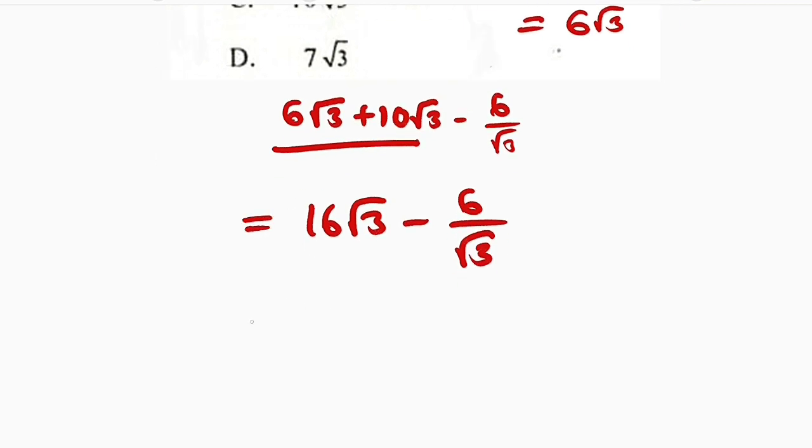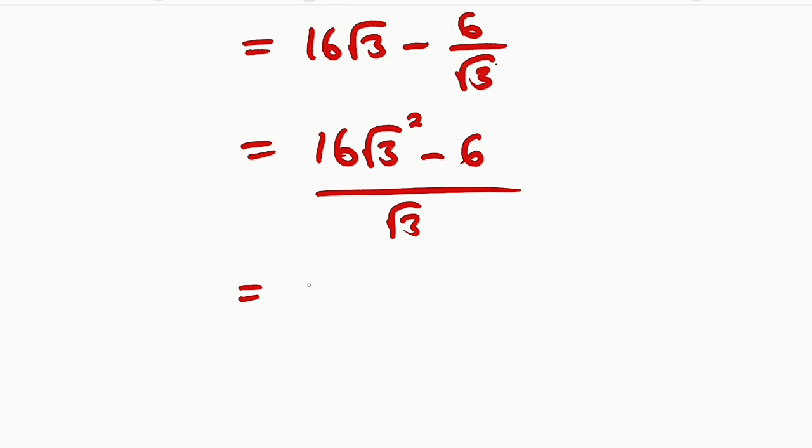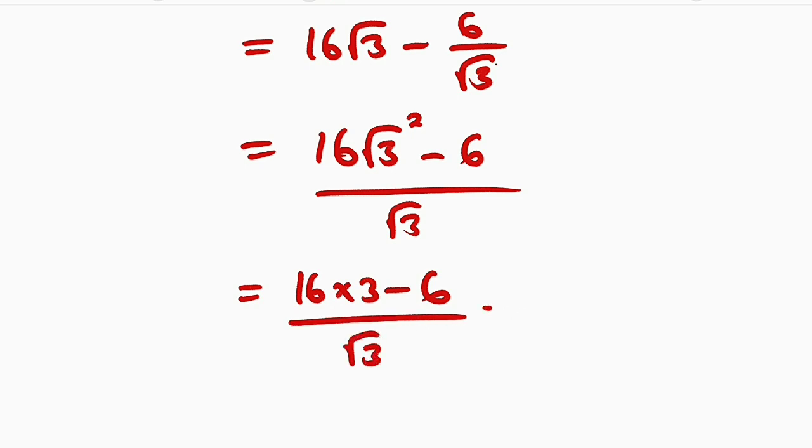To simplify this, we can take this and multiply by this. So it will give us 16 root of 3 squared. Then we subtract 6 at the top and divide by root of 3. This is equal to 16 times 3, minus 6, the whole of this divided by root of 3. And this is equal to 16 times 3, which is 48, minus 6 is 42. So we have 42 divided by root of 3. Then next, we need to rationalize the denominator by multiplying the top and the bottom by root 3.